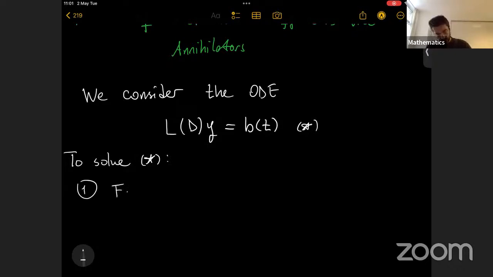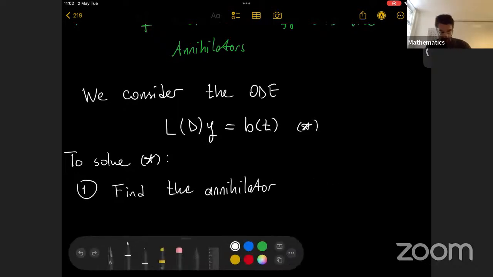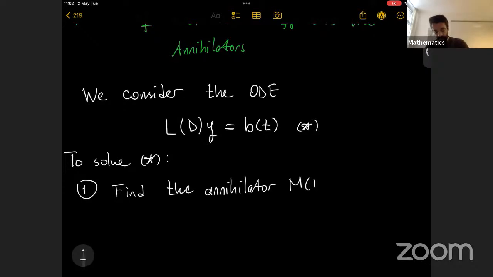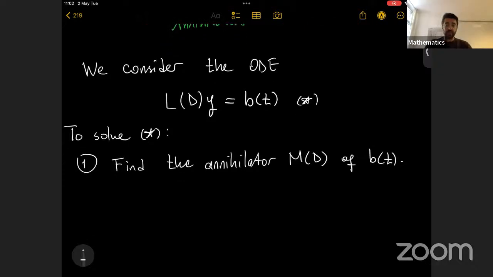Find the annihilator of b of t. Let's call it M of D. This is the first step, and we know how to deal with this.